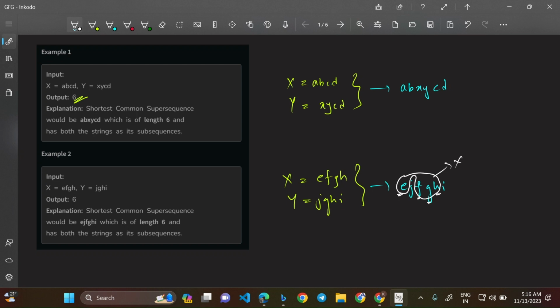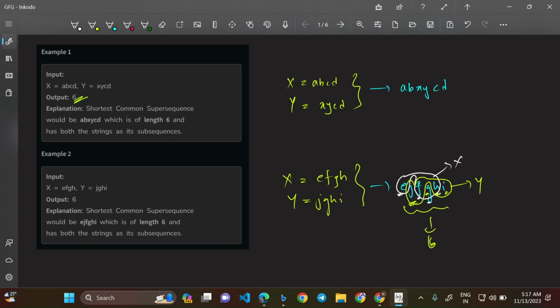So this is x, and what about the other one? We have j g h i, so this is basically nothing but y. So you could find both x and y as subsequences in that particular string e j f g h i. And what is the length of this? This length is 6. So that is the reason the output is 6.